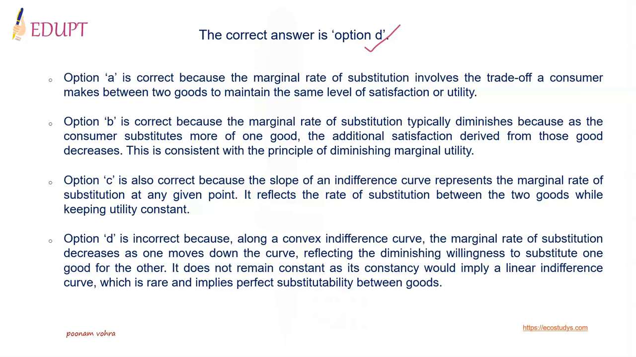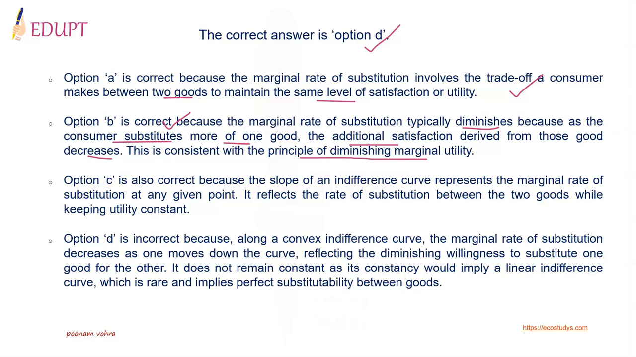So let's understand. Option A is correct because marginal rate of substitution involves the trade-off a consumer makes between two goods to maintain the same level of satisfaction or utility. Option B is also correct because marginal rate of substitution typically diminishes because as a consumer substitutes more of one good, the additional satisfaction derived from those goods decreases. So this is consistent with the principle of diminishing marginal utility.